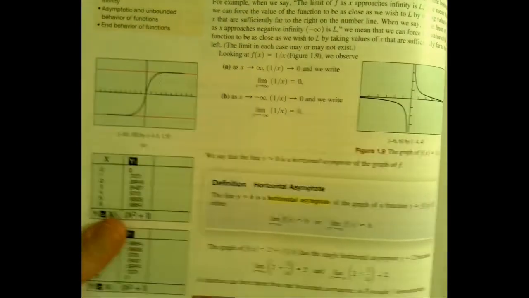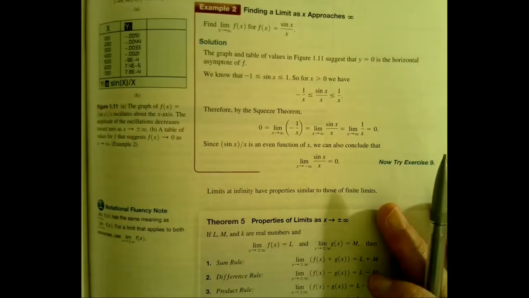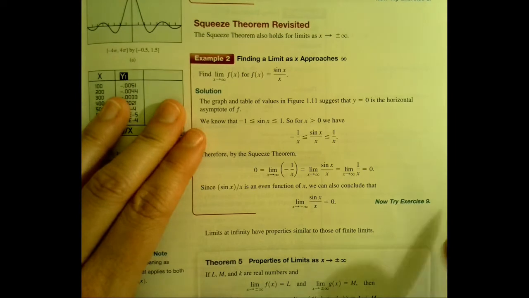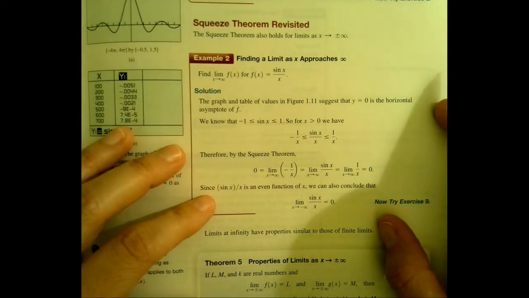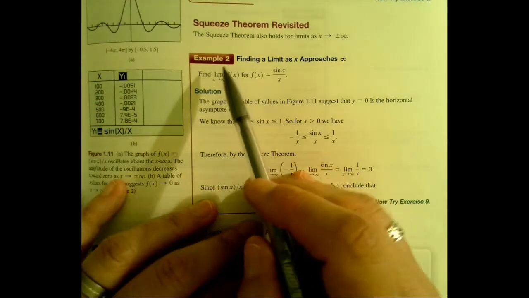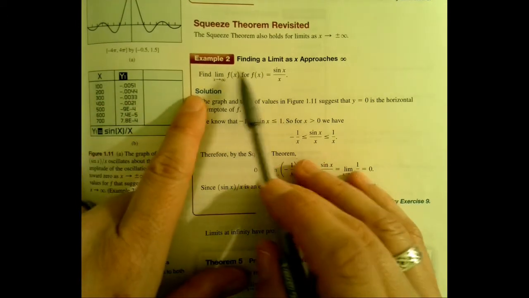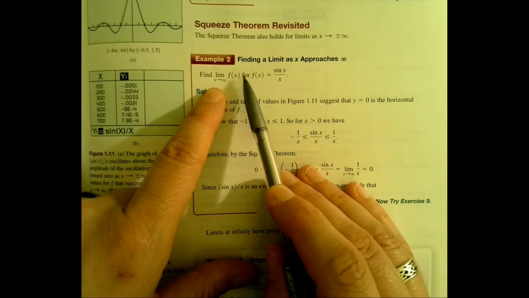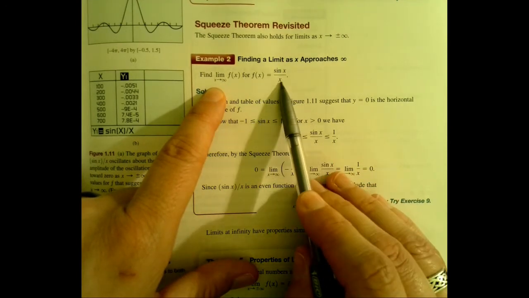So this idea of horizontal asymptotes can be used in combination with the squeeze theorem. Now, I didn't touch on the squeeze theorem last lesson. I'm going to touch on it here. So let's look at example 2. So it says find the limit of f of x as x approaches positive infinity if f of x is sine of x over x.